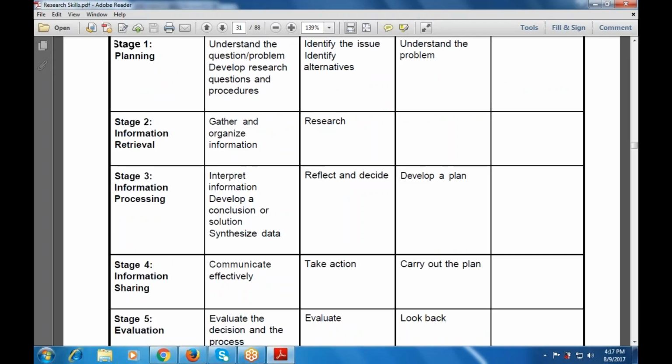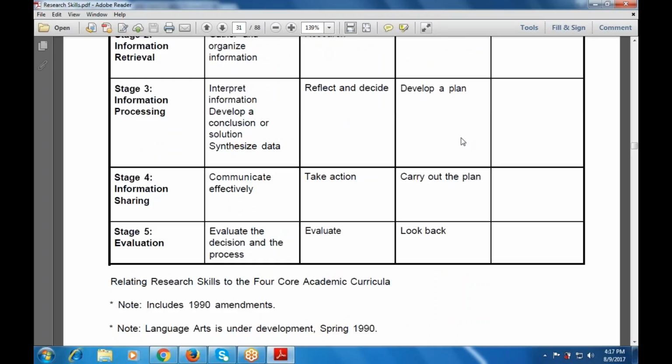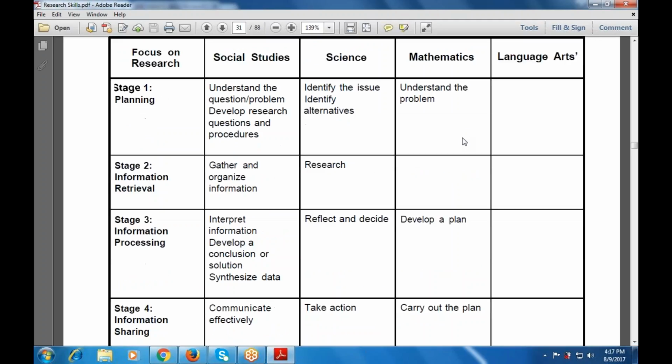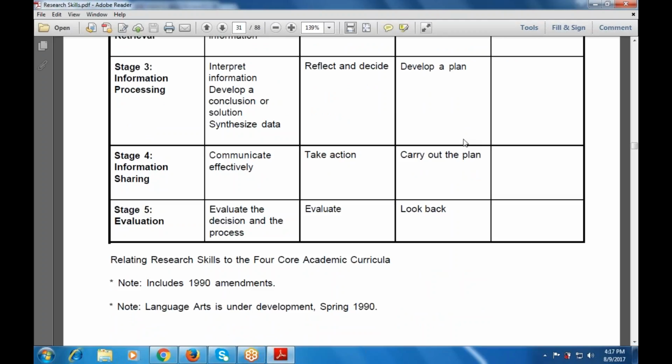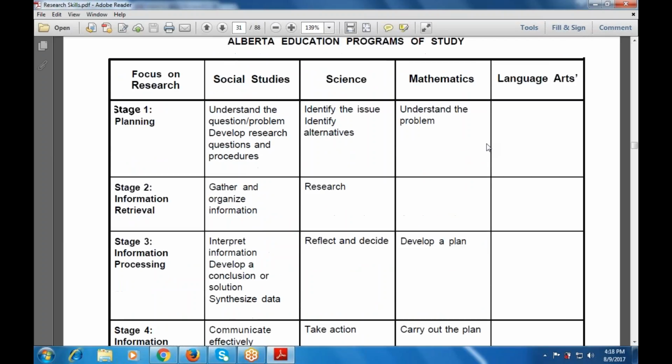Then stage number 4 is information sharing. We can communicate very effectively, in an easy manner, take the actions, carry out the plan. Stage number 5 is evaluation. Evaluate the decision. How we can evaluate, what is the main process. Look back in mathematics, and in science it is evaluate. So yes, just read it.